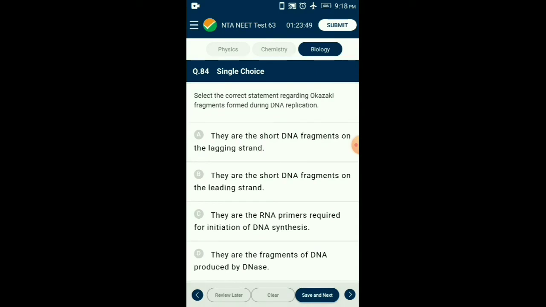Question number 84. Select the correct statement regarding Okazaki fragments formed during DNA replication. During DNA replication, short fragments of DNA which are produced on the lagging strand are called Okazaki fragments. These are formed as replication occurs in the 5' to 3' direction. These fragments are later joined by the enzyme DNA ligase. So the answer is option A. They are the short DNA fragments on the lagging strand.